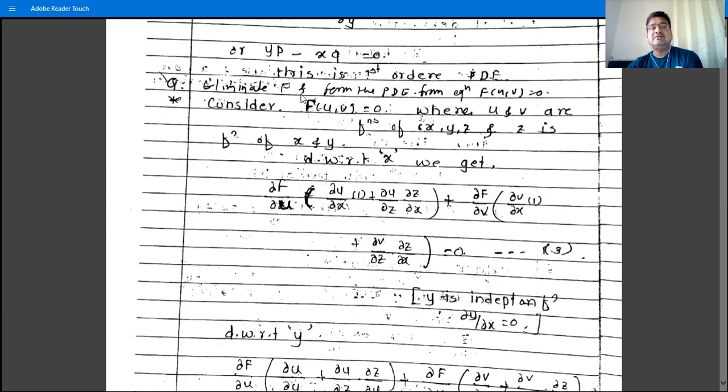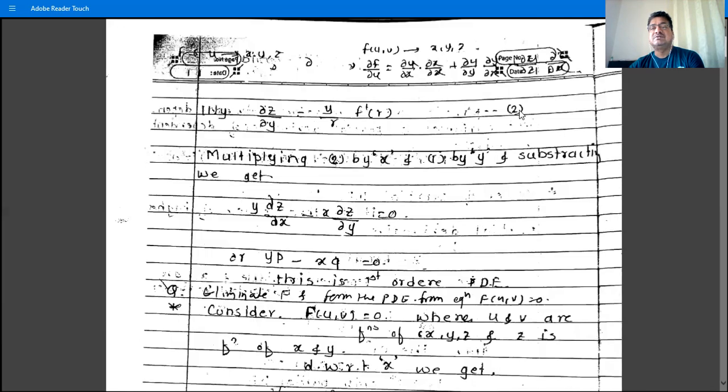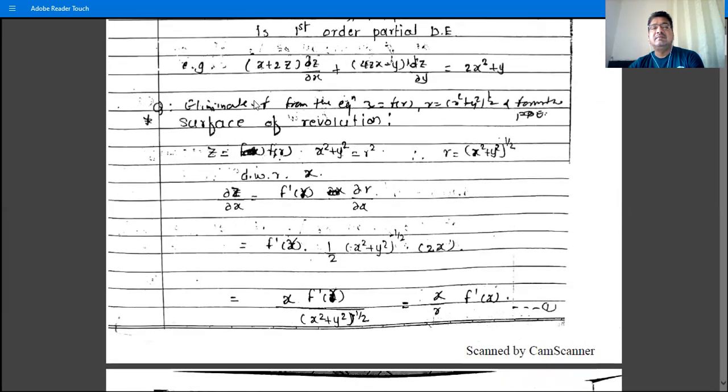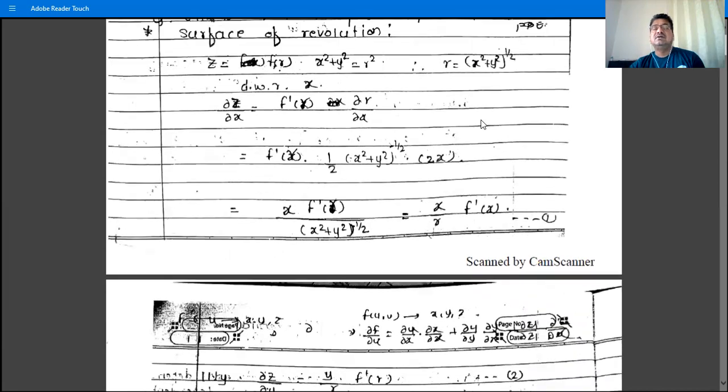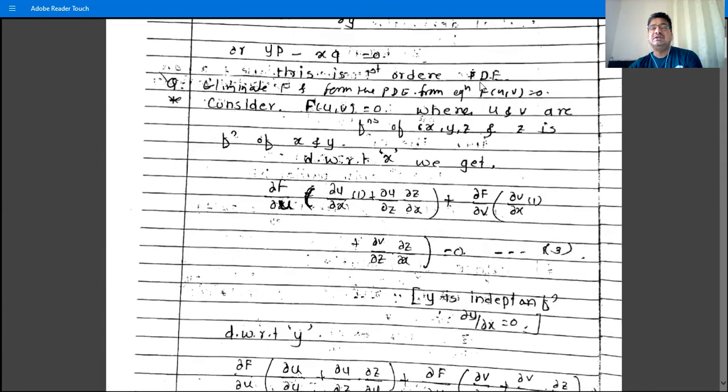Next problem: eliminate F and form the partial differential equation from the equation F(u, v) = 0. Eliminate this capital F and form the partial differential equation from the equation F(u, v) = 0. Same question. Here we eliminate F from this equation and form the partial differential equation. That is, we have to obtain the partial differential equation whose solution is F(u, v) = 0. This is the solution. Solution is given.